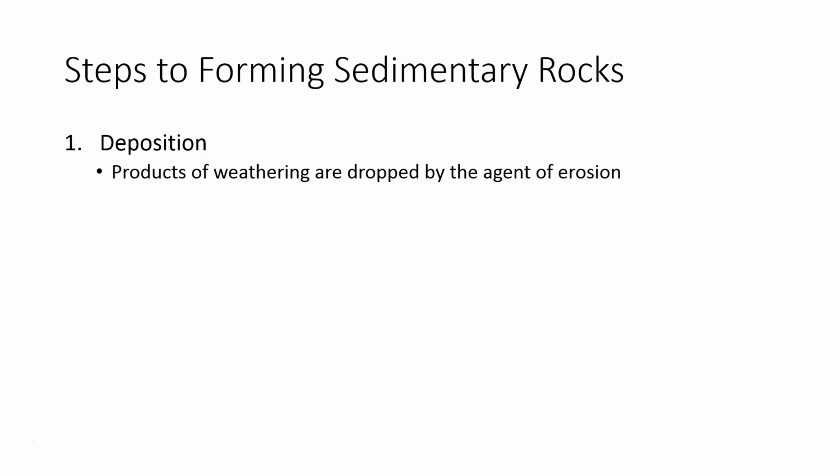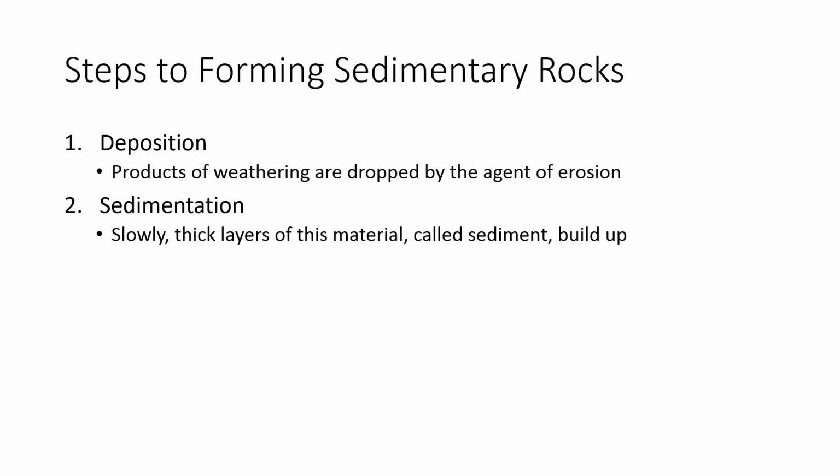First of all, we need deposition to occur. That's where those products of weathering are dropped by the agent of erosion. So remember that it might be wind or water or waves or even gravity that has caused the erosion, but eventually the products of weathering are deposited, are put down someplace, and that's called deposition.